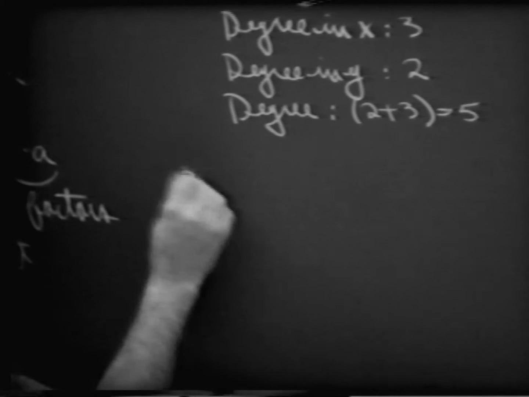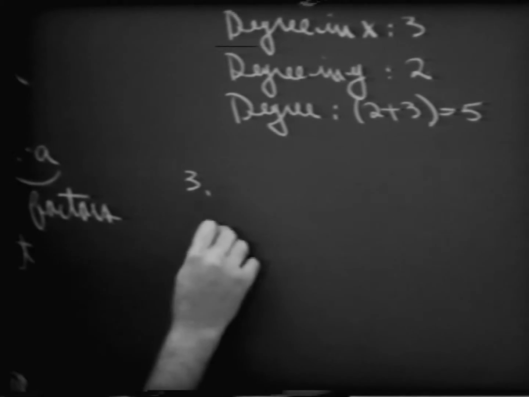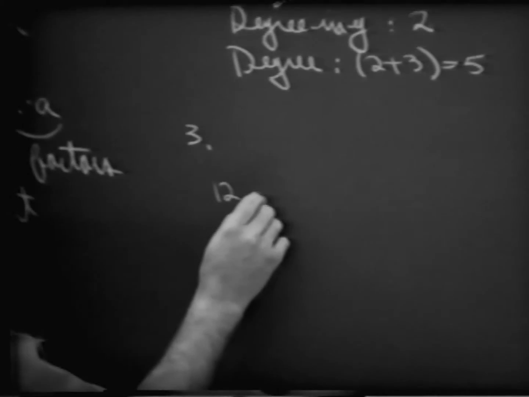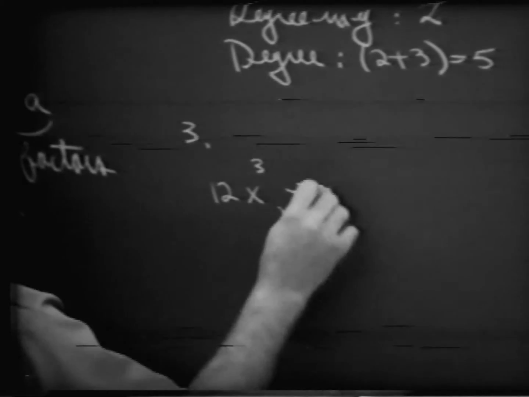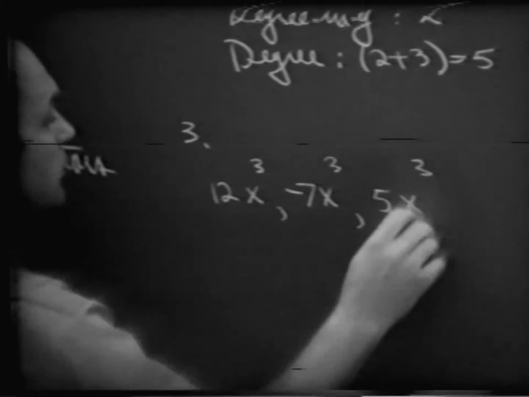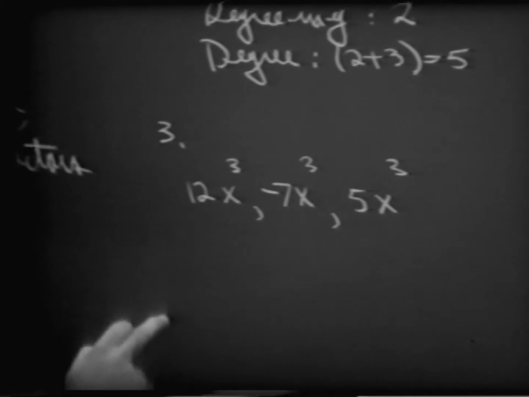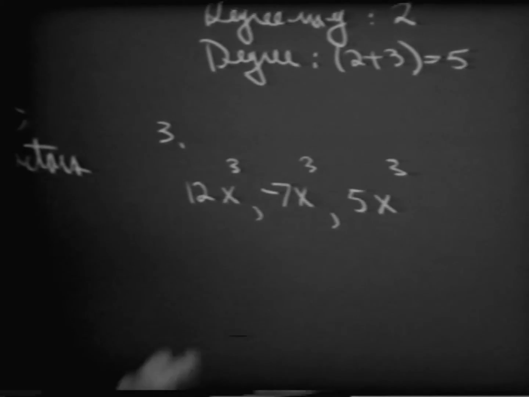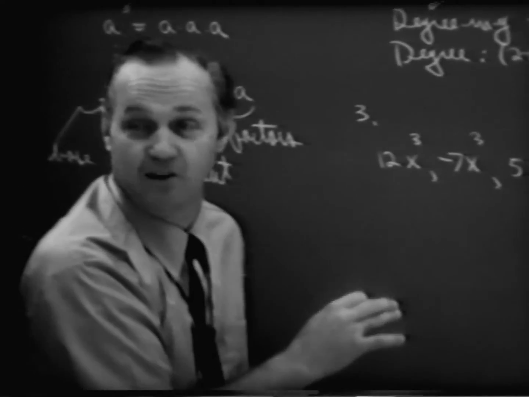Looking at monomials, perhaps there's another characteristic that we can examine. Suppose I happen to have, again, let me just pick an example, such as 12x cubed, and suppose we had negative 7x cubed, and 5x cubed. Notice that in each case we had the same variable x, and in fact they had the same degree in x, and when this is the case, we give these monomials a special name, and we call those what?